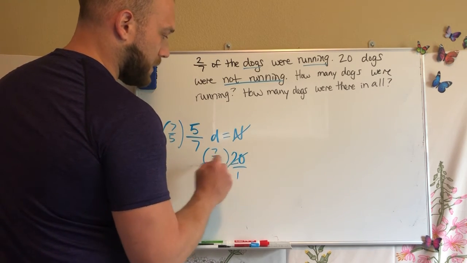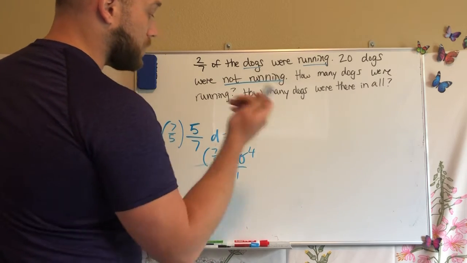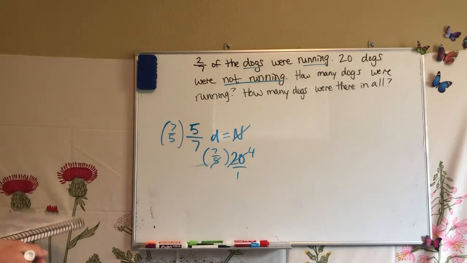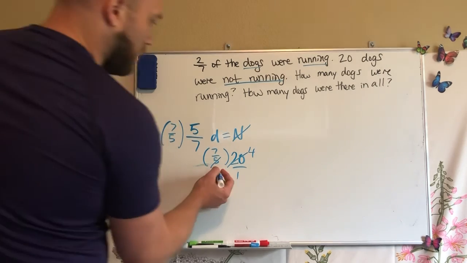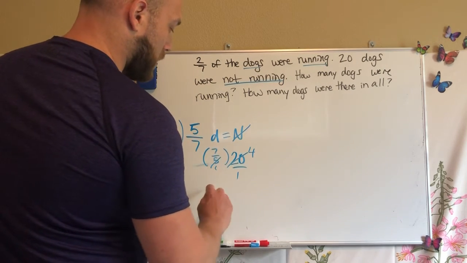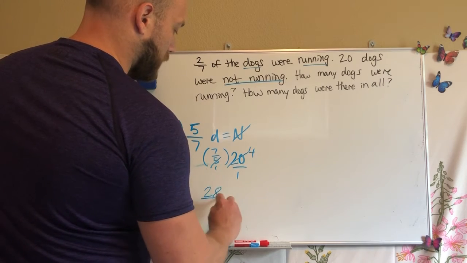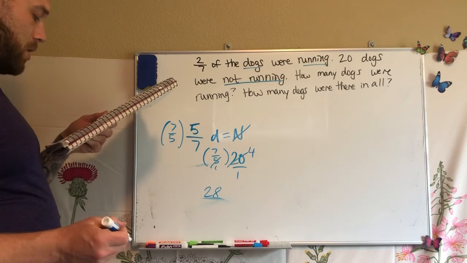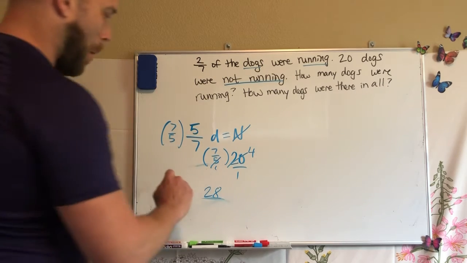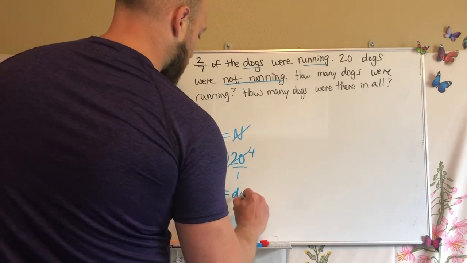What's 20 divided by 5? 4. So now you have a new equation. You have, so this is now 1. So what's 7 times 4? 28 over 1, which is just 28. So you know there's D equals dogs.